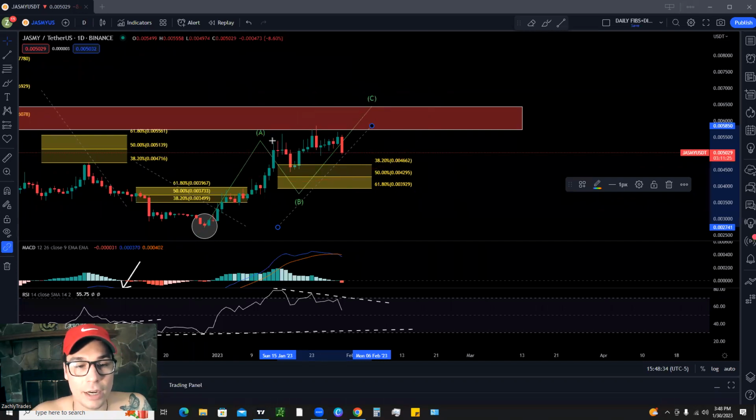Well, let's take a look right here and notice how we have a high, okay? And then we come up here and we make a higher high. So clearly, the token is in an uptrend in this short-term period and it's making higher highs.